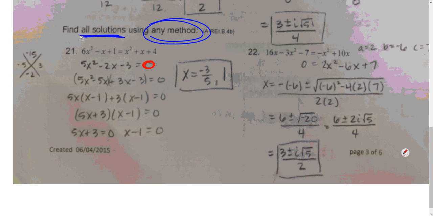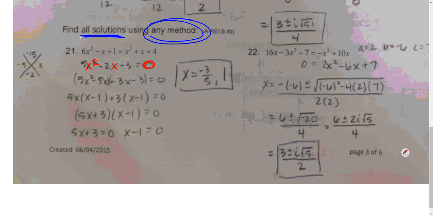method it is. So if you look at number 21, it doesn't look like you can do it using the square root method because it has an x squared and it has a regular x. So the square root method is out, but pretty much any other method would work.